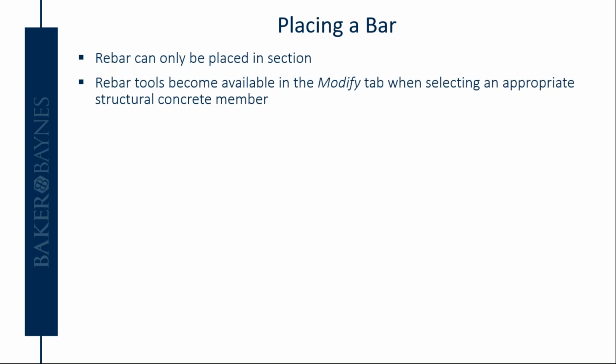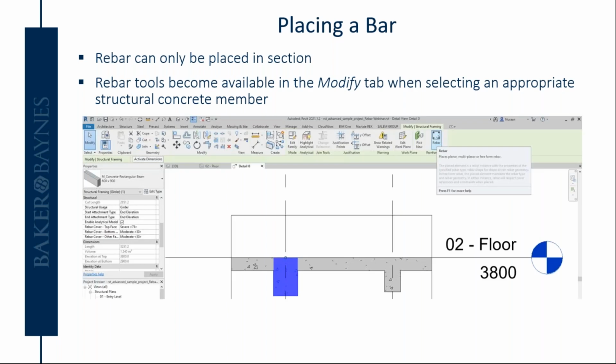So when you select an element that is in section, the modify tool will become available. If it is not, the rebar tool doesn't become available. Here you can see I've got 2 downstand beams and a slab. The section is cutting the actual element, so the rebar tool becomes available.